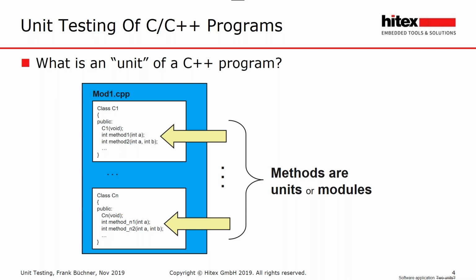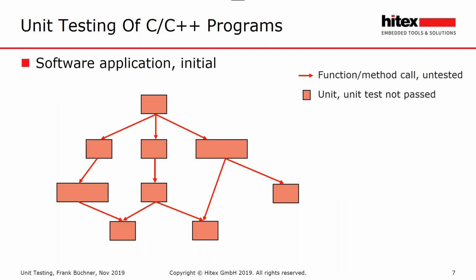Having clarified this, we can think of a software application as consisting of units. The red rectangles represent the units, and the red arrows represent the calling hierarchy. And if we have the question, what does unit testing mean for such a unit here, I pick a unit which has a calling unit above and calls itself another unit. So the question is, what does unit testing mean for this unit here in the middle of this blue frame? And this is shown on the next page.